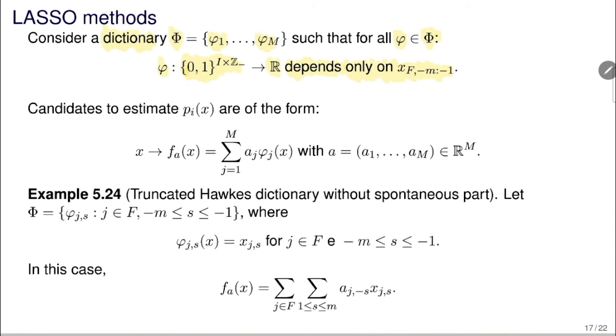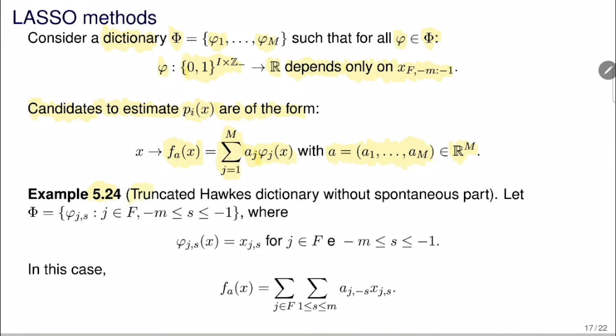And in the setting that we consider, the candidates to estimate pi are linear combinations of the functions in the dictionary, so functions of the form f_a of x, which is a linear combination, a sum over j going from 1 to M of a_j times phi_j of x, with a here an M-dimensional vector.